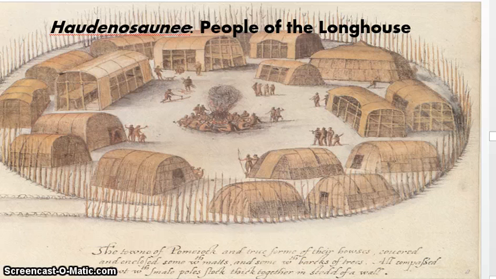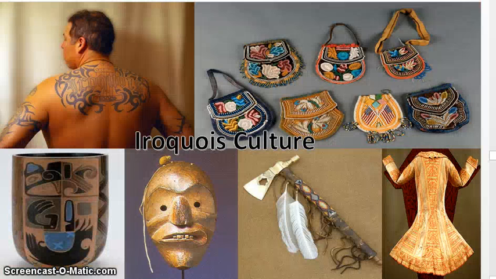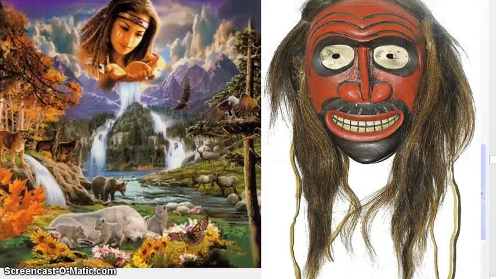Although the French gave the tribe the name Iroquois, many people of this tribe referred to themselves as the Haudenosaunee, which means the people of the Longhouse. Take a minute and reflect upon what you've learned so far. Turning to a partner, share 3 facts you've learned about the Iroquois. Please pause the video. To conclude our lesson, let's briefly learn about the Iroquois culture.